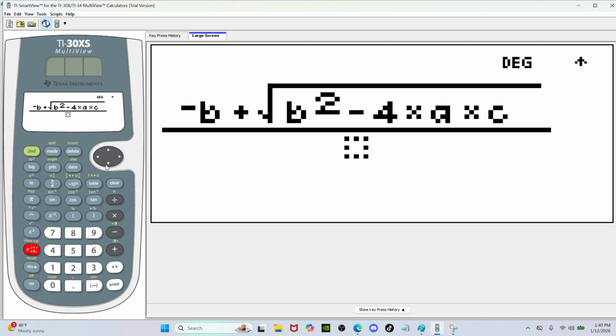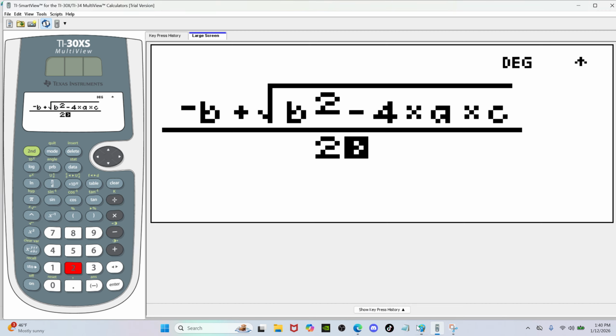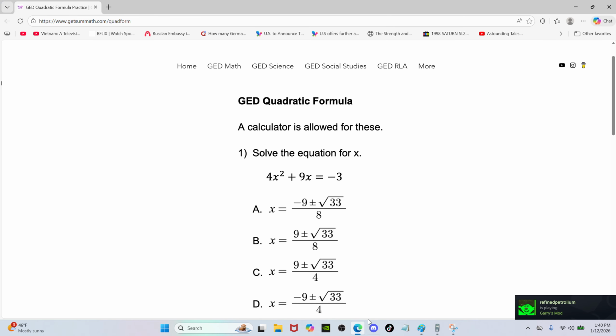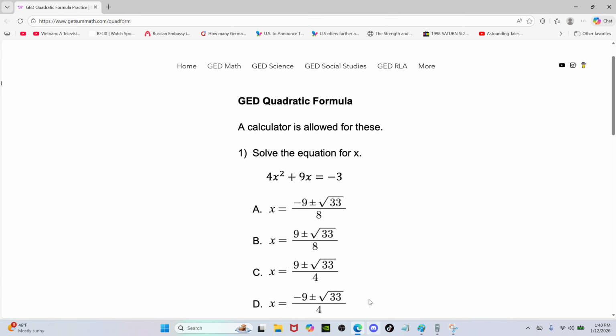And then our final part of this fraction for the quadratic formula is simply just clicking 2a. So I'm just going to clear variable until I get a. And then let's see what our answer is. All right, let's check the Get Some Math website answer. And our answer, we look at our answer right here. So square root of 33 minus 9 over 8. And that is this answer right here.